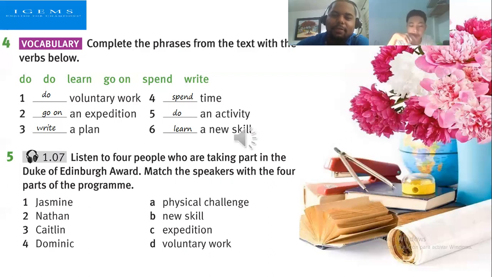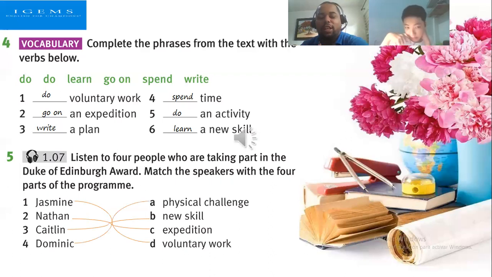Okay. So now it's time to match the correct one. Let me see. Number 1, Jasmine. Jasmine is doing voluntary work. That is correct. Number 2, Nathan. Nathan is C, expedition. Okay, number 3, Caitlin. Caitlin is learning a new skill. All right, fantastic. Dominic. Dominic is A, physical challenge. That is correct. So you did it very well.